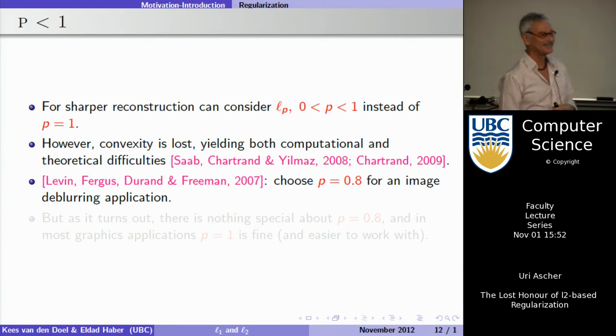After a while, I decided to ask Anat Levin, where did she get this p equals 0.8? And the answer was, oh, it could be 0.92 or 0.7. But it is less than 1. Okay. I spent a few weeks trying to prove that 0.8 has some magic properties.